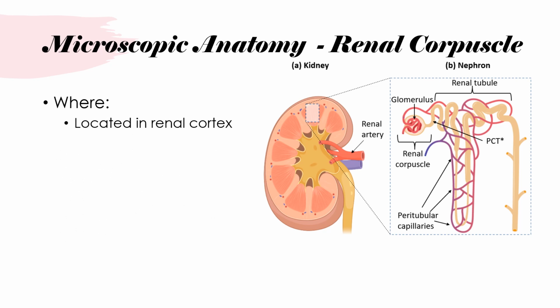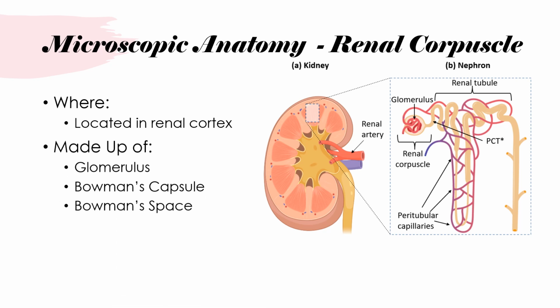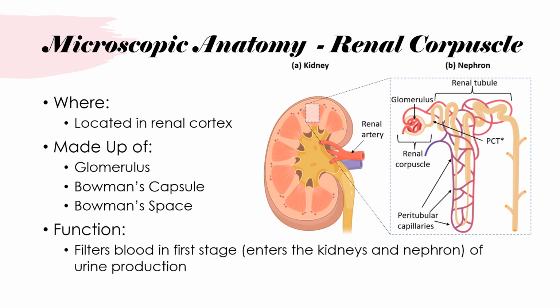Okay, so the renal corpuscle is located in the renal cortex. It's made up of the glomerulus, the Bowman's capsule, and then within that Bowman's capsule, we then have the Bowman's space, which is the space between the Bowman's capsule and the glomerulus. And its function is to filter blood in the first stage. So like as blood enters the kidney, goes into the nephron, this starts the first stage of how we're going to produce urine.